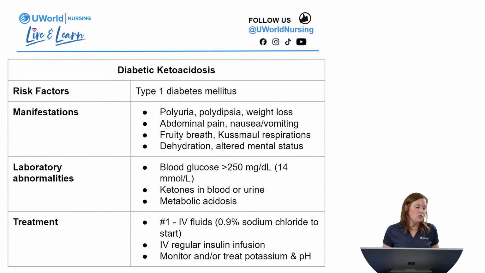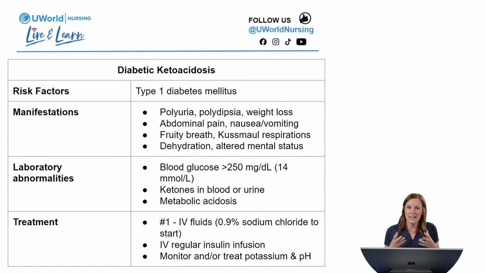So when we think about these big picture things happening with DKA, we have hyperglycemia. We know hyperglycemia looks like polyuria and polydipsia. We know that when we're urinating these massive amounts of fluid, we're going to have weight loss. We also know that we're going to be acidotic. We're going to be in acidosis, and our body is going to try and compensate for that. So those ketones are going to cause that fruity odor on our breath.